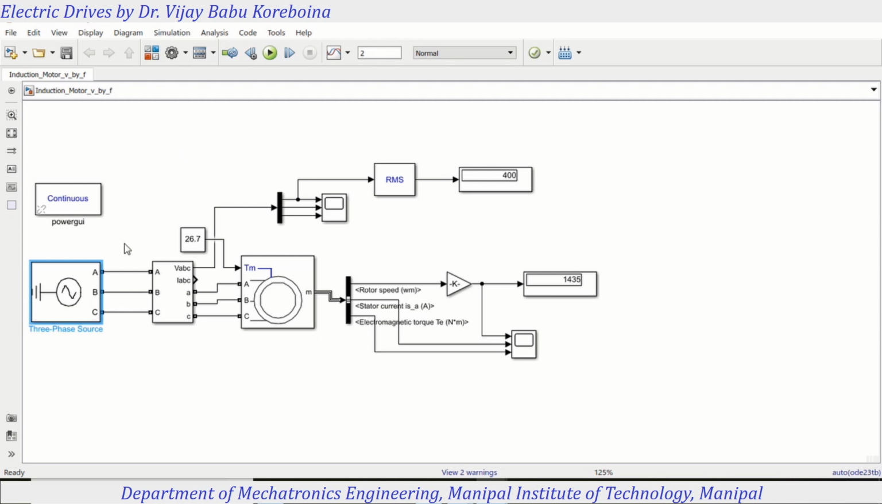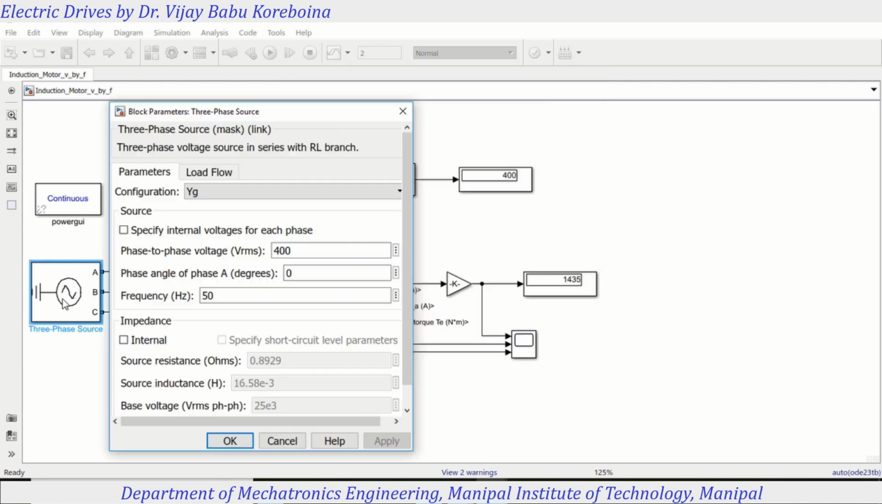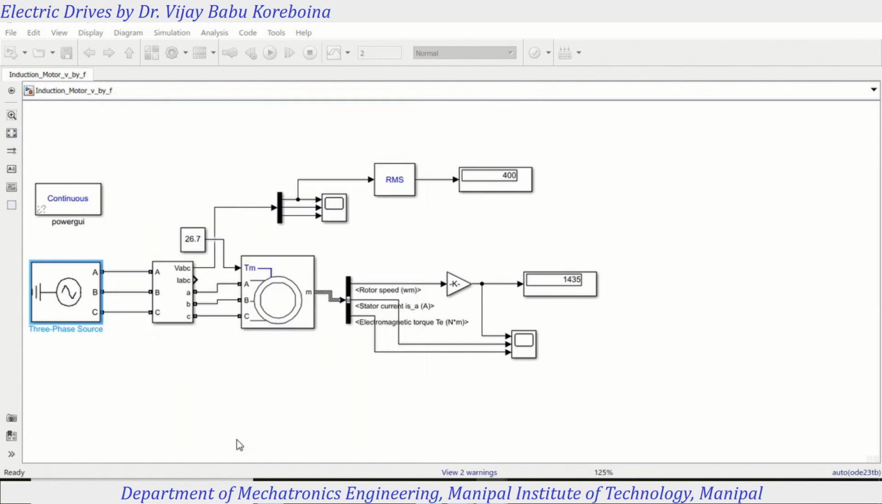Now let us change the voltage and frequency to get that V by F control and to see this change in the speed. So what I'll do is reduce the frequency to 25. Nearly half of the speed of the motor.